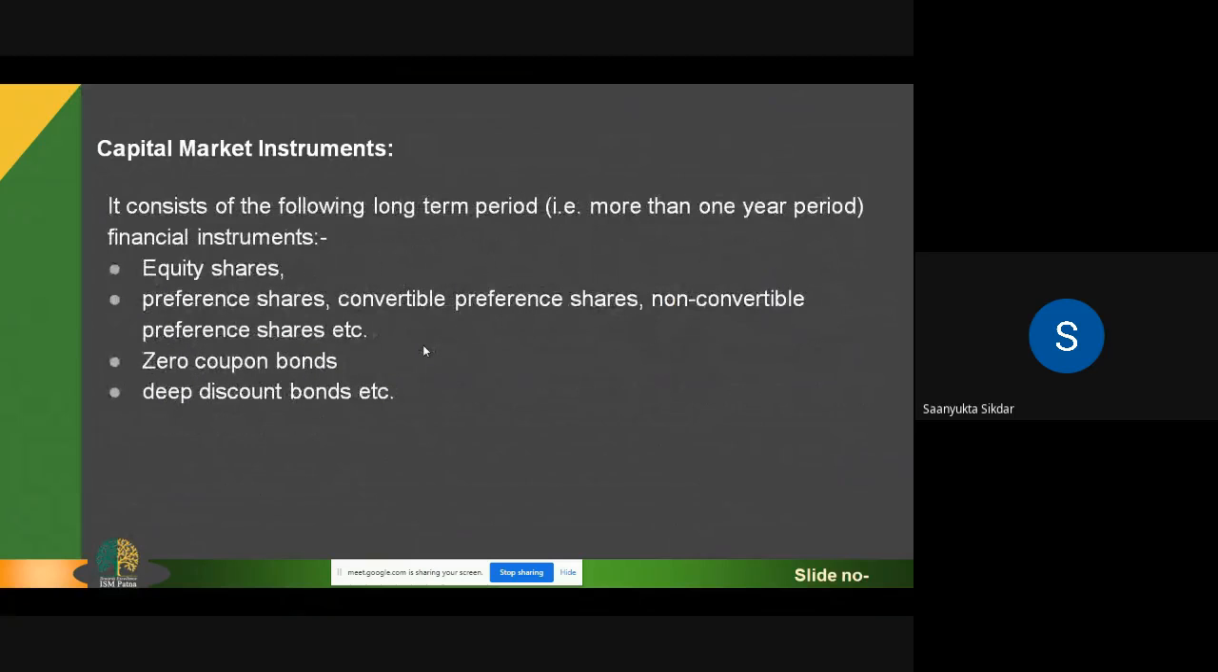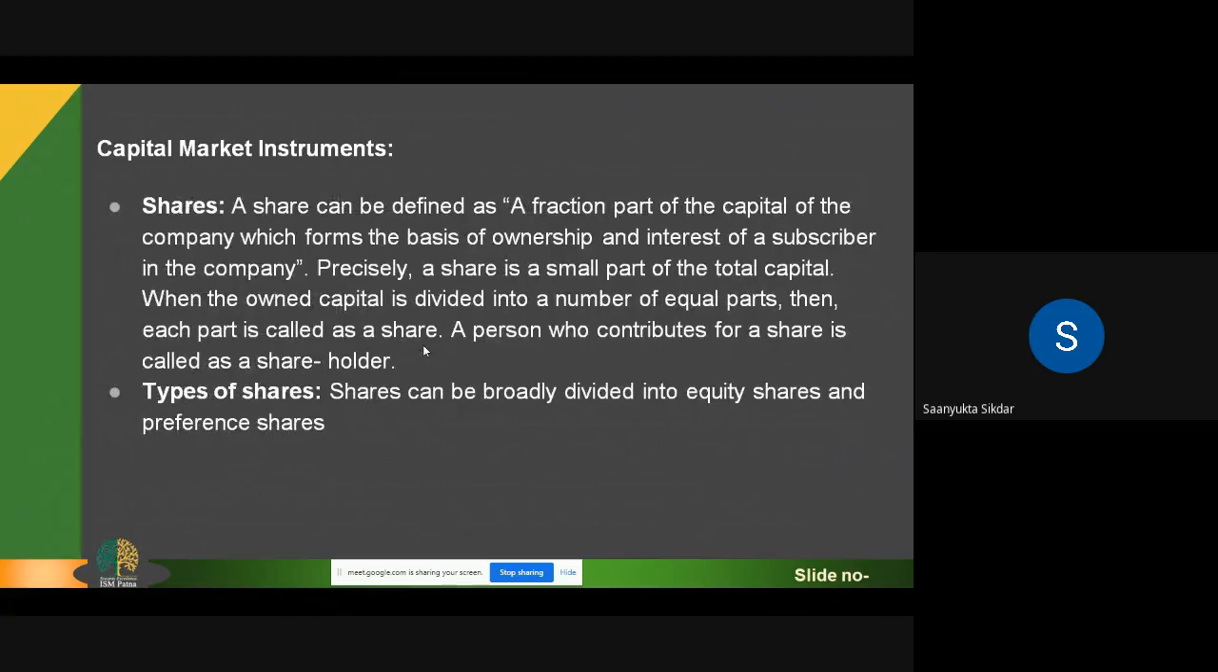So, our first instrument that we talked about is the shares. Now, what is a share basically? A share can be defined as a fraction part of the capital of the company which forms the basis of ownership and interest of a subscriber in the company. So precisely we can say a share is a small part of the total capital. When the owned capital is divided into a number of equal parts, then each part is called a share.